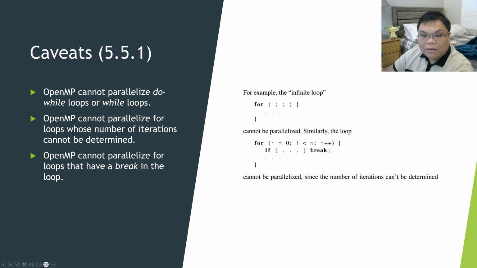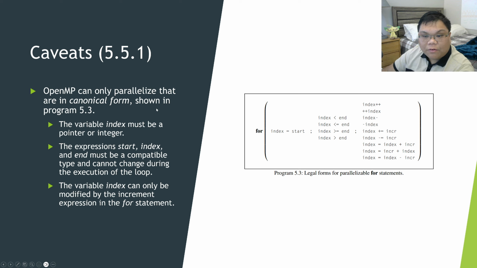OpenMP can only parallelize for loops that are in canonical form here. So, your index must either be a pointer or an integer. Your start and end must also be the compatible type. So if it's an integer, it must also be an integer. If it's a pointer, it must also be a pointer.